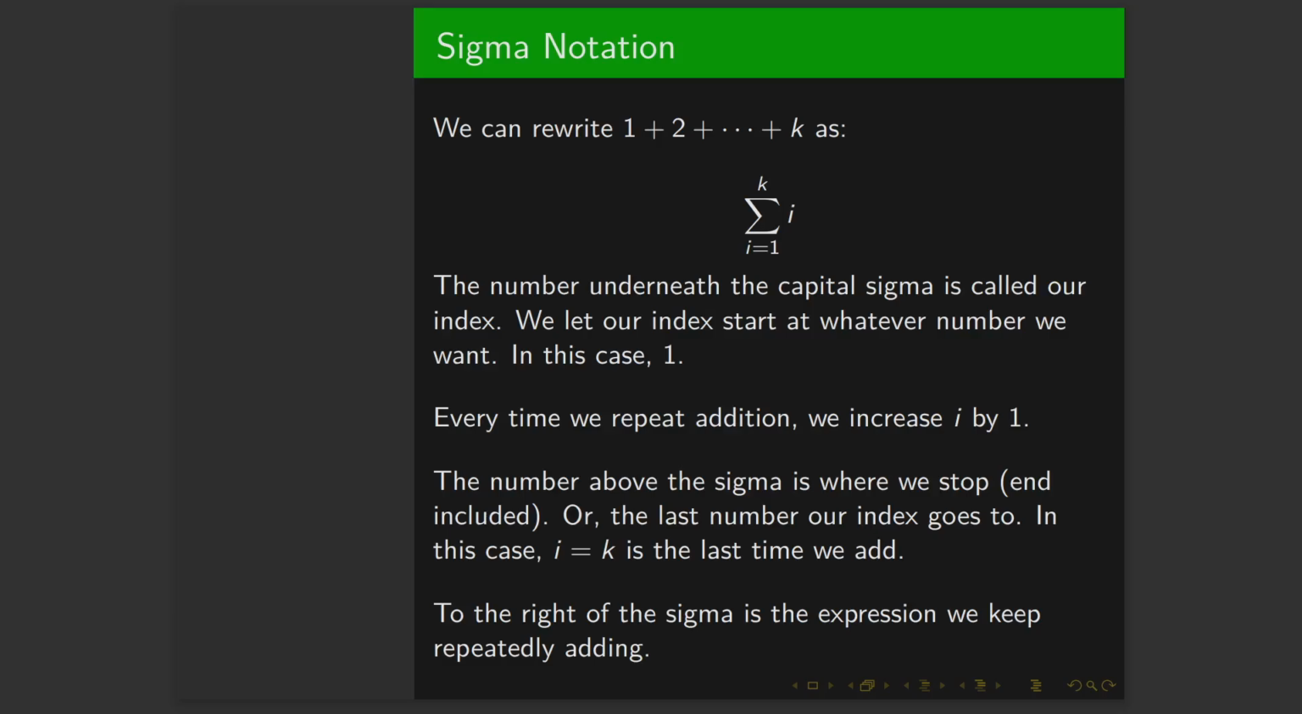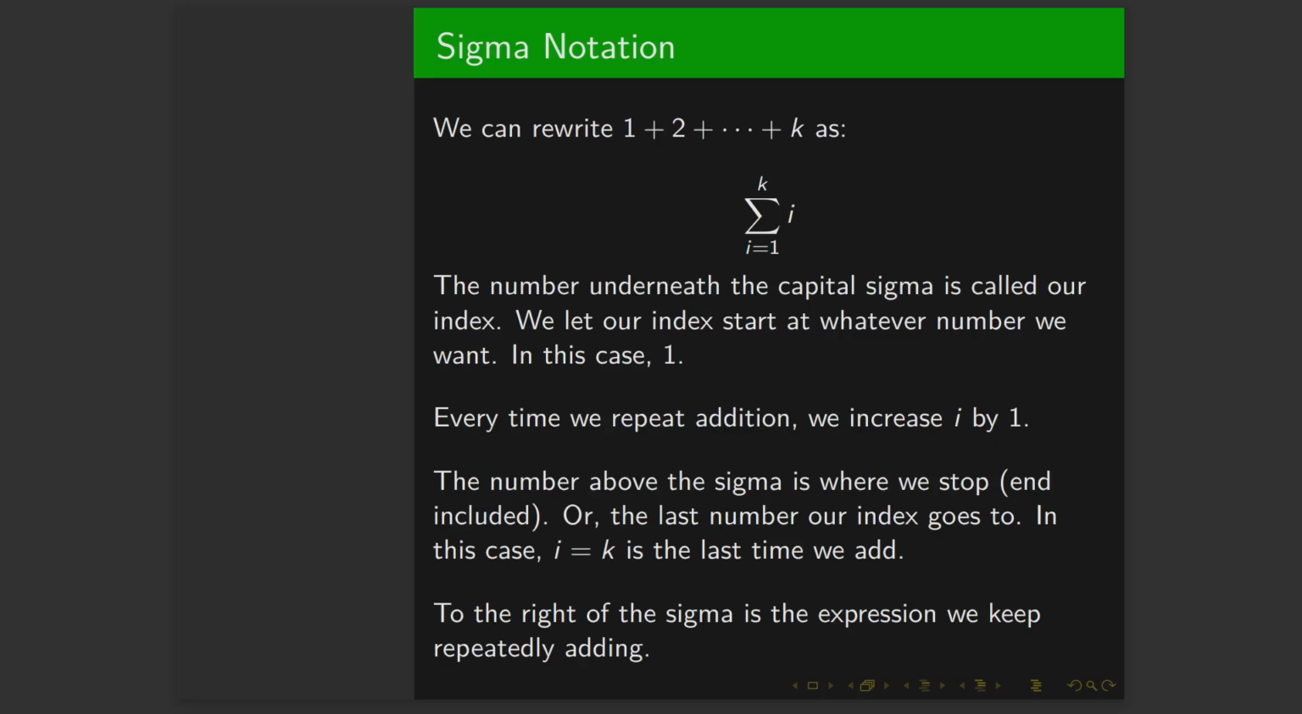What does this really mean? The number underneath tells us where to start. So the i acts like our index, and we're saying, okay, let's start by letting i equal 1. Then the number above tells us where we stop. So we're going to stop at the number k. We're like, okay, wait, but what do you mean stop at?